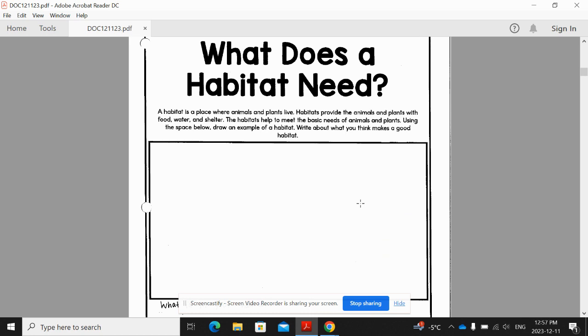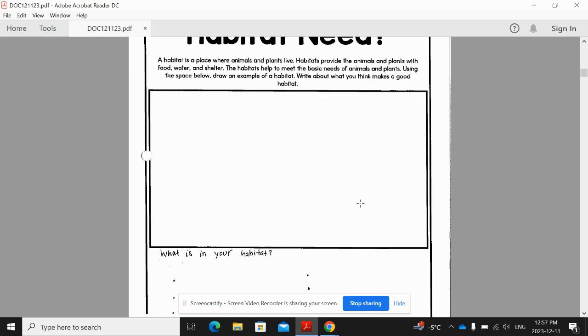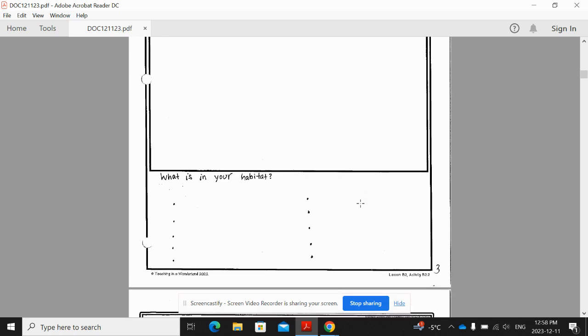Here we have what does a habitat need? So you're going to be thinking about an animal or a certain habitat that you want to design. So if you want to think about an animal, think about what they need for food, water, and shelter, and you can draw it. And then below is some bullet points where it says what is in your habitat, and that's where you can list some of the things that you drew.